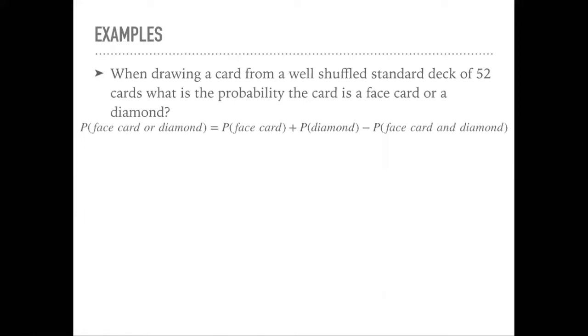So the probability of face card or diamond: there are 12 face cards, so 12 over 52. There are 13 diamonds, so 13 over 52, and there are 3 face cards that are diamonds. So we have 12 over 52 plus 13 over 52 minus 3 over 52 equals 22 over 52, which we could simplify to 11 over 26 or write as a decimal. As we write things as decimals, by a standard, we will typically round to 3 decimal places.